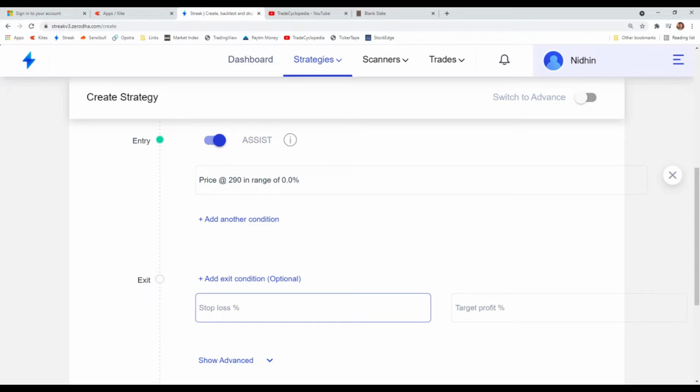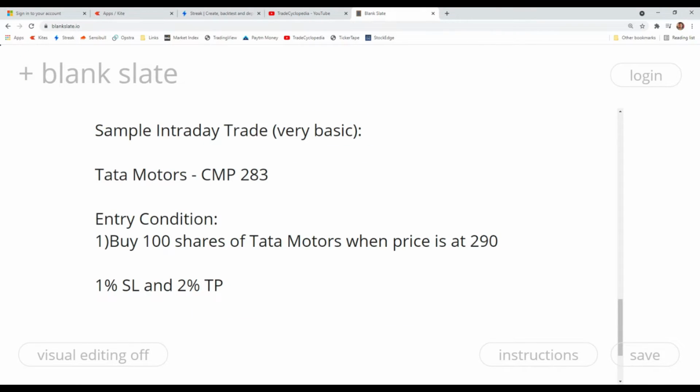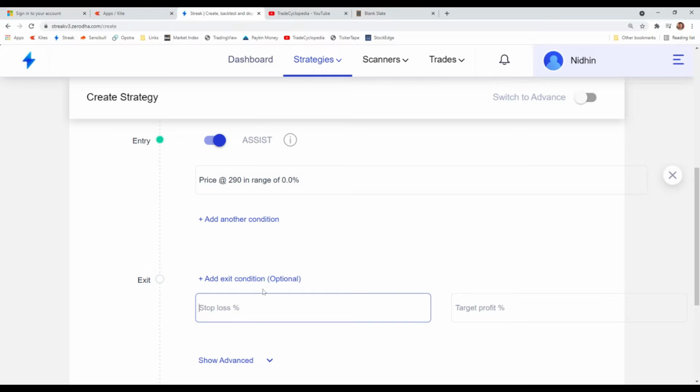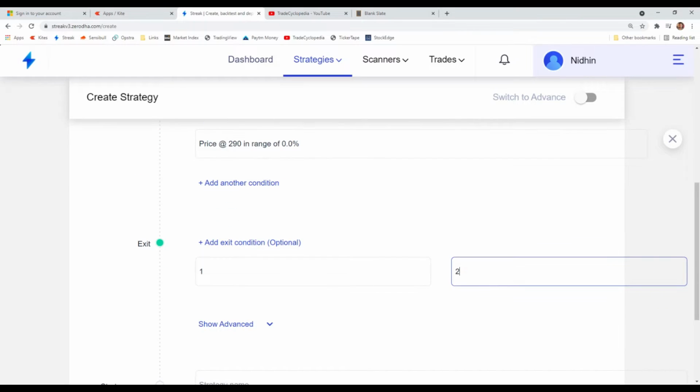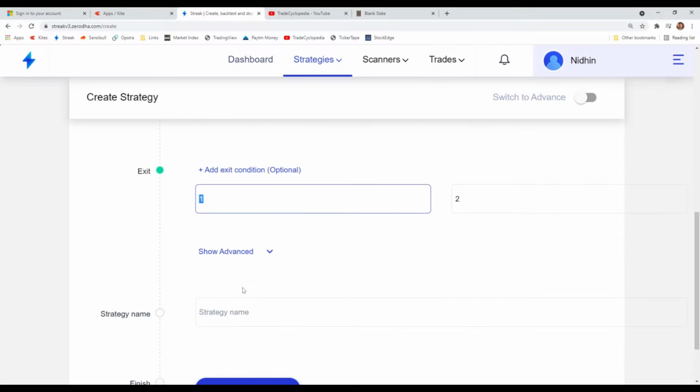I need to put the exit condition I have, like a 1% stop loss and 2% target profit. So it will take an entry when Tata Motors price reaches 290, and after taking an entry, it will exit if the stock reverses, with a 1% stop loss. And if it goes upside, then it will be booking 2% of profit. So that is a normal entry condition.